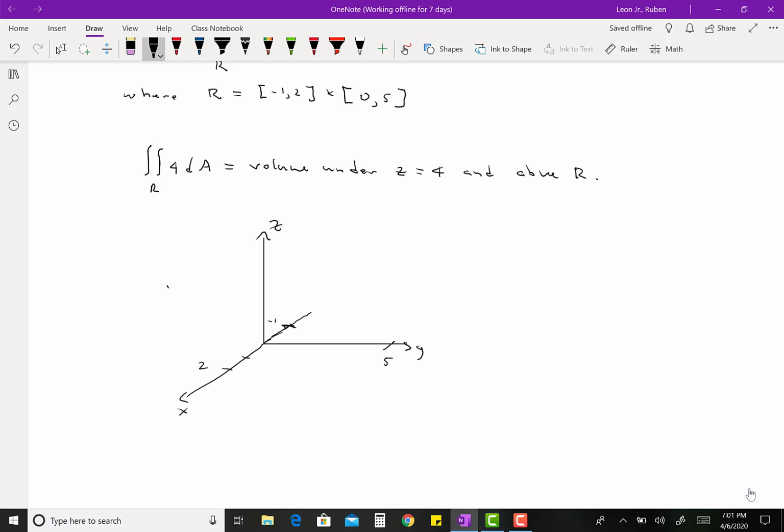Okay, here are the axes. So our base is the rectangle pictured. That's the base of the solid we're using to interpret our integral. The height is a constant 4. So here is our solid. Our solid is simply a box. The volume of a box is length times width times height.